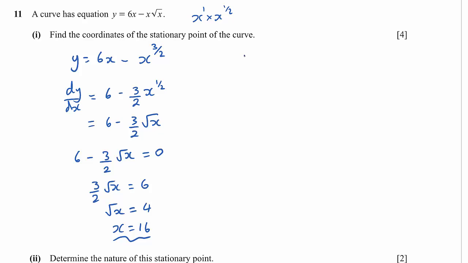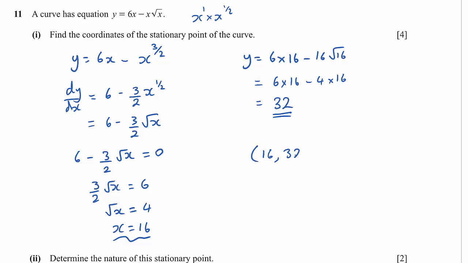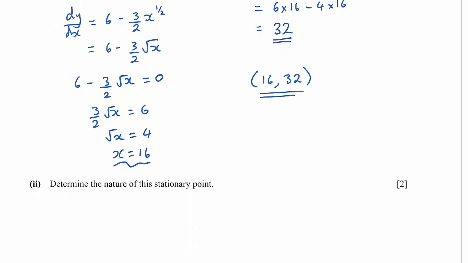So if x is 16, y is going to be 6 times 16, take away 16 root 16. So that's 6 lots of 16, take away 4 lots of 16, which gives me 32. Don't forget you've got a calculator. So (16, 32) would be the stationary point.